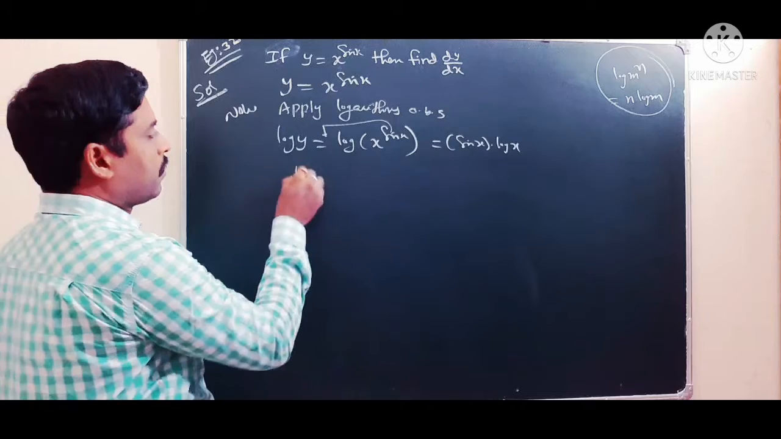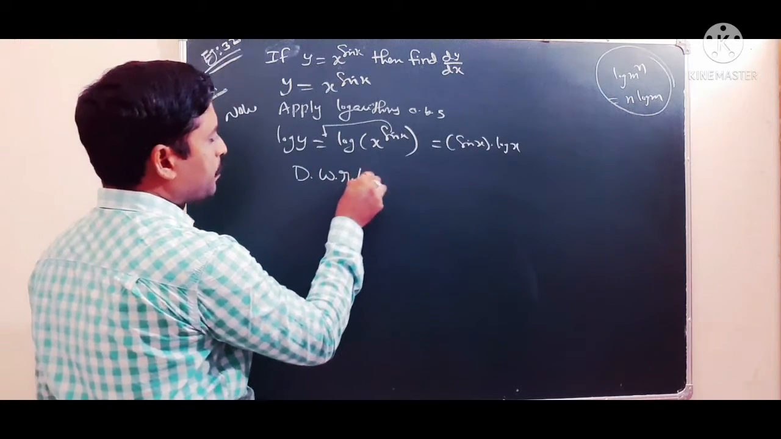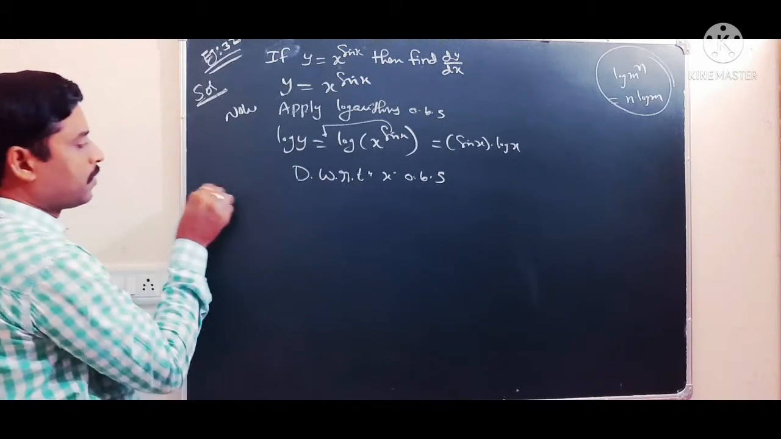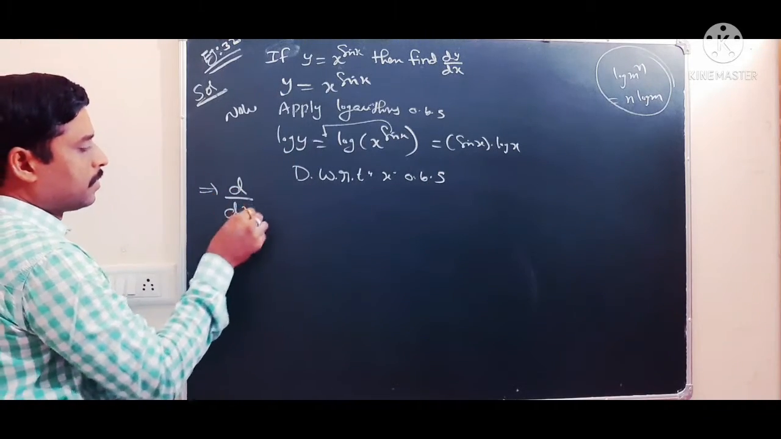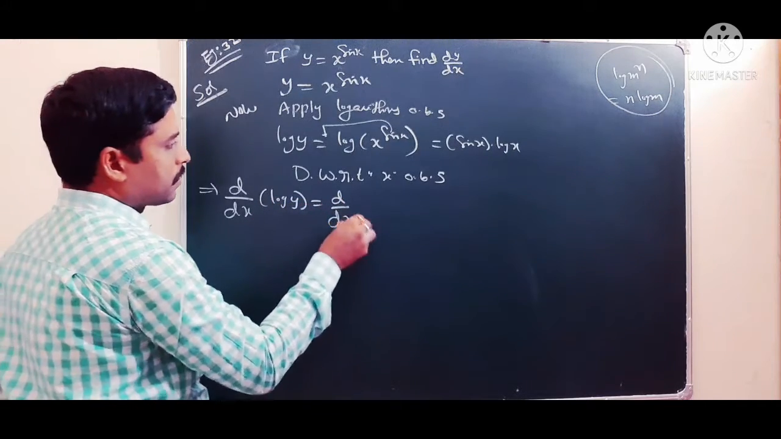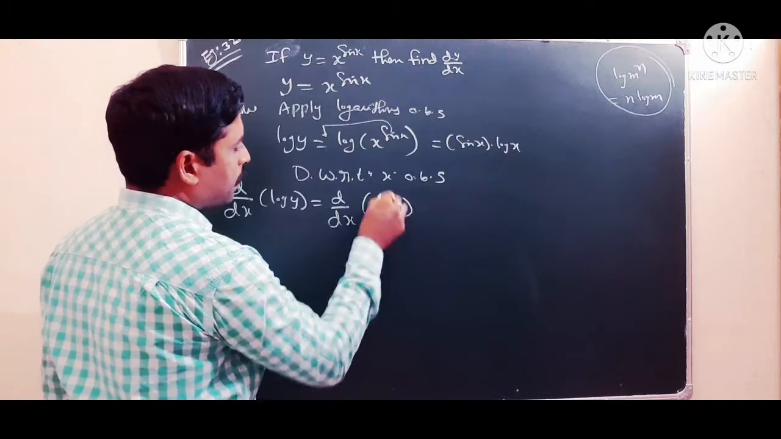Now applying differentiation on both sides with respect to x. So d by dx of log y is equal to d by dx of sin x into log x.